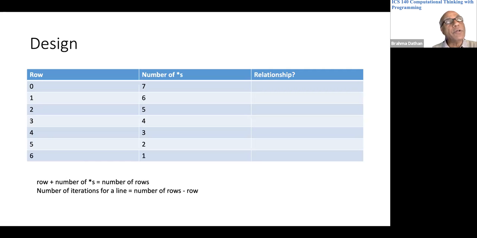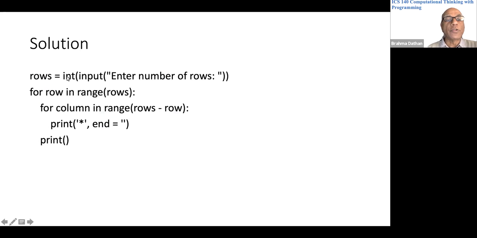So I'll have a loop that prints one line for each row. That I will call the outer loop. Inside that, I will have another loop that iterates these many times. So I'll have range number of rows minus row for the loop that is placed inside the outer loop. So the code would be like this. You ask for the number of rows, and then you iterate.